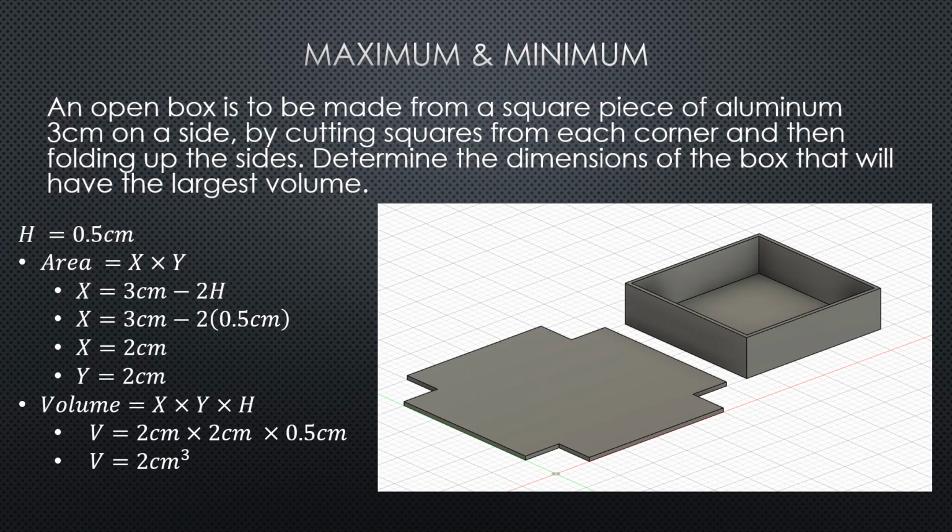Here I'm using Fusion 360 to demonstrate the box, and we've got the height set at 0.5 centimeters. We know the base of the box should be x times y, and because we took off 0.5 centimeters on each side, we end up with 2 centimeters by 2 centimeters for the base, and then our height is 0.5 centimeters, and that does in fact give us a volume of 2 centimeters cubed.